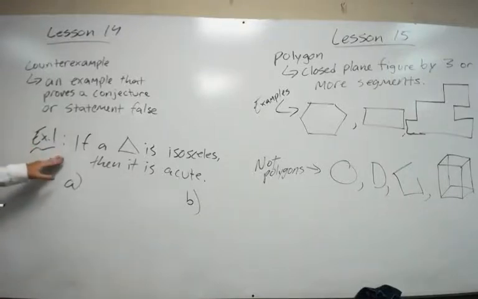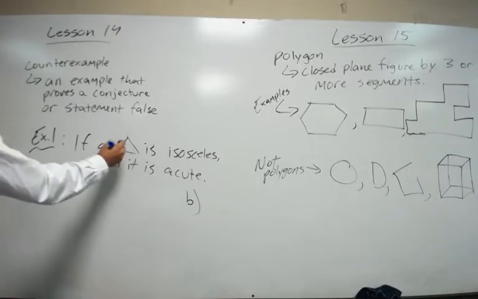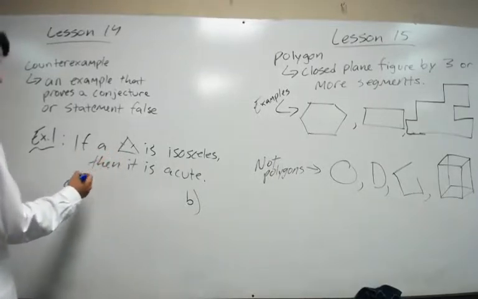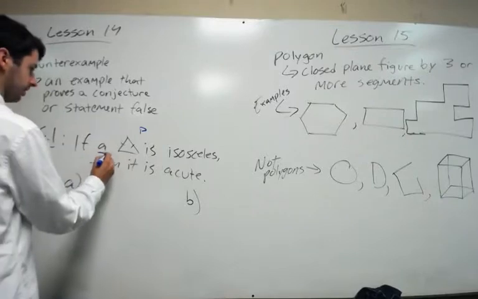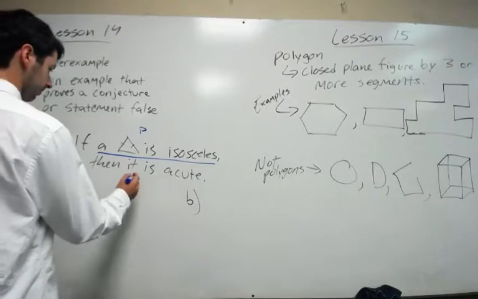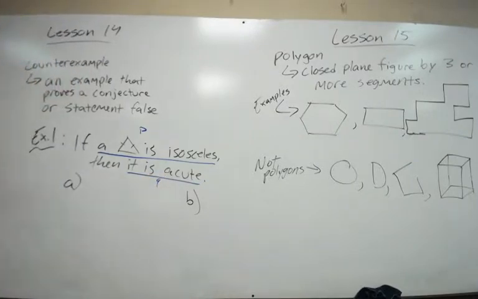In example 1, it says, if a triangle is isosceles, hopefully you remember that an isosceles triangle has two congruent sides, then it is acute. Part A wants us to identify the hypothesis and conclusion. Just a refresher, the hypothesis is labeled with a P, and it is the part that is after the if statement and before then. Then it wants us to label the conclusion. That is always after the then statement and labeled with a Q. So it wanted us to do that first, just a refresher on hypothesis and conclusion.